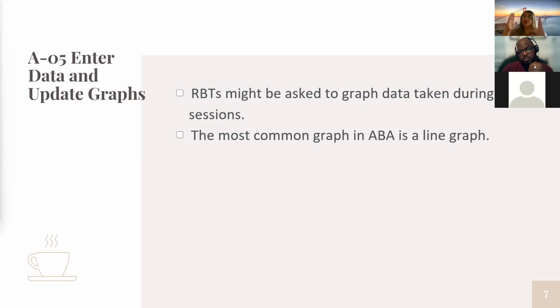So if you look and you see that the line is going up, up, up, that means that your trend is increasing. If you see that your line is going down, down, down, that means your trend is going down. Or what do they call it? Ascending and descending. Ascending is going up. And if you see the line going down, it's descending. So you might see those words on the exam as well. And the most common graph in ABA is the line graph. So that might be a question. What is the most common graph in ABA? The answer will be line graph.